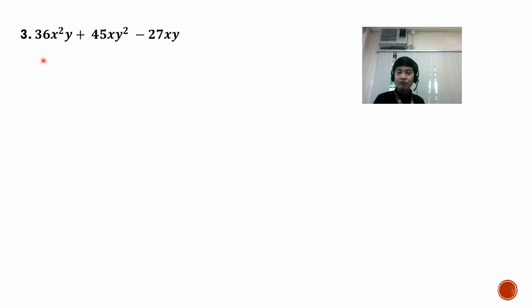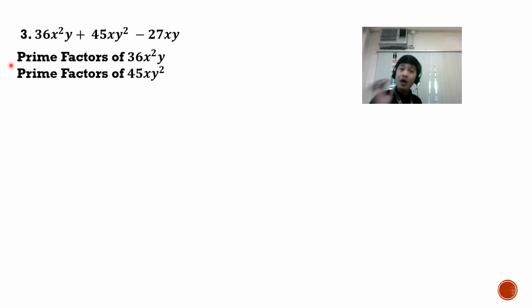And the first step or the first process that we did on the first and the second example a while ago is to get the prime factors of the expressions involved in the polynomial or in the given polynomial na ipapactor natin. Now, looking in example number 3, there are 3 terms involved in this example. So it only means that there are 3 expressions na kukuhanan natin ng prime factors. So kukuhanan natin ng prime factors si 36x squared y, kukuhanan natin ng prime factor si 45xy squared, and then kukuhanin din natin ang prime factors ni 27xy.